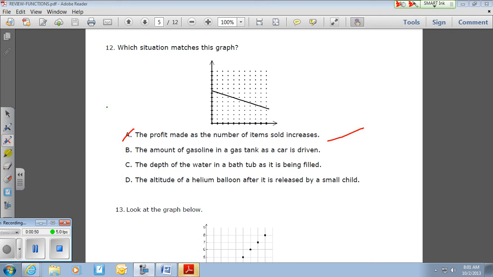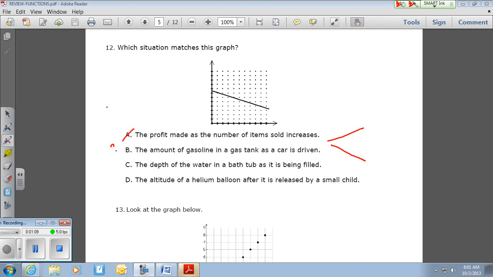Letter B says the amount of gasoline in a gas tank as a car is driven. So as I drive the car, the amount of gas in the tank should go down. It looks a lot like my graph up there, and so I'm going to keep that one open. I think that's a good possibility, but I'm going to check all my answer choices just to be sure.